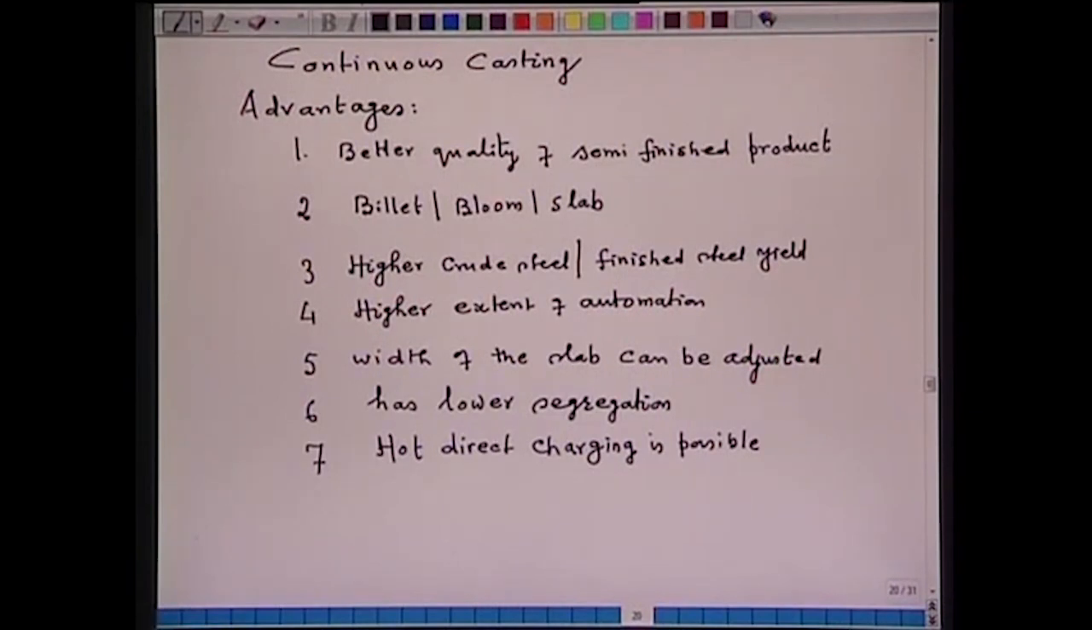In continuous casting, the molten steel is poured from the ladle into the tun dish, and from the tun dish into the oscillating copper mold, which is cooled by the water. A partially solidified product is withdrawn constantly and continuously from the exit of the mold, which is then subjected to water spray for complete solidification. That is how the continuous casting is done.